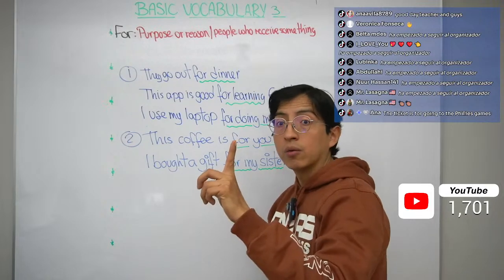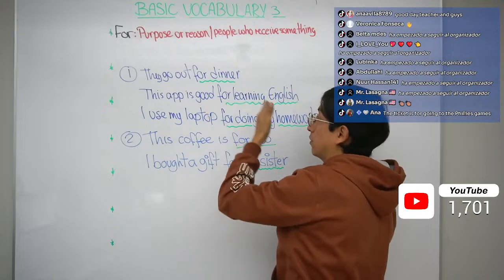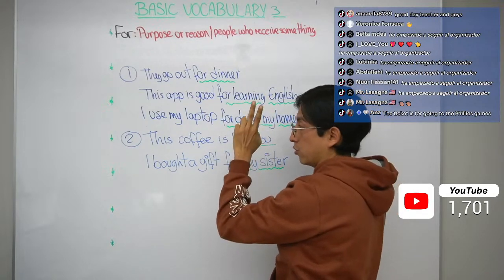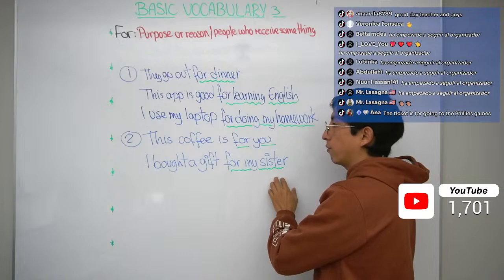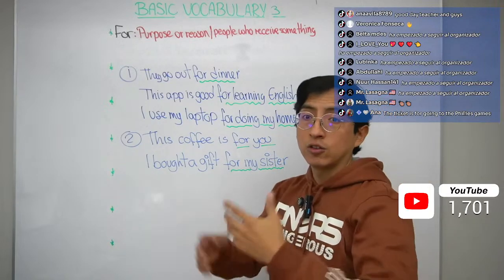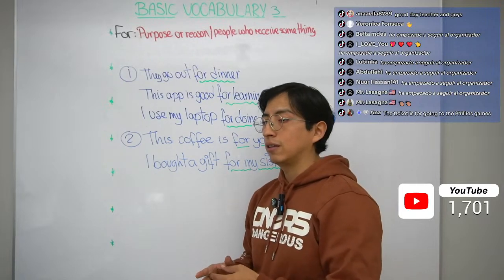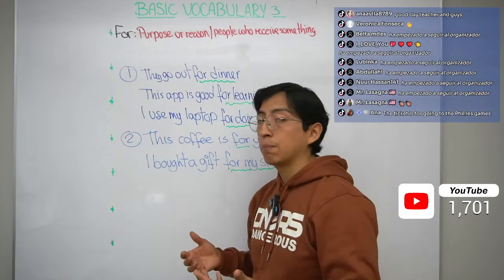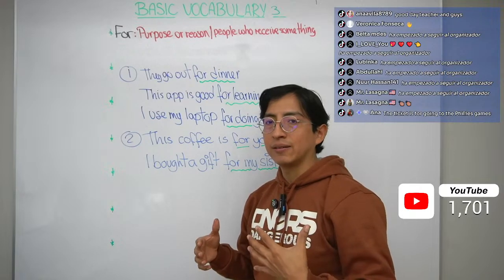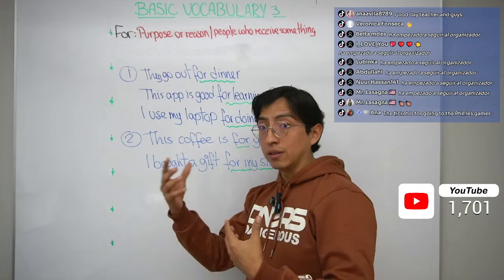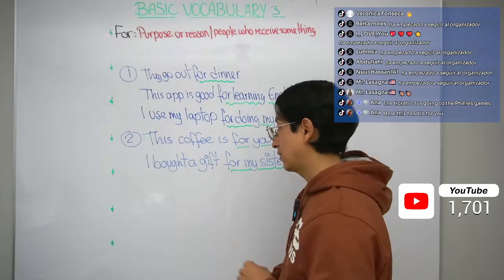Remember, number one, we're talking about purpose or reason: for dinner, for learning English, for doing homework. Number two, we're talking about the person who is receiving something: for you, for my sister, for my students. This class is for my students. This money is for my university. This house is for my children. So these are the people who are going to receive this. That is the second example.